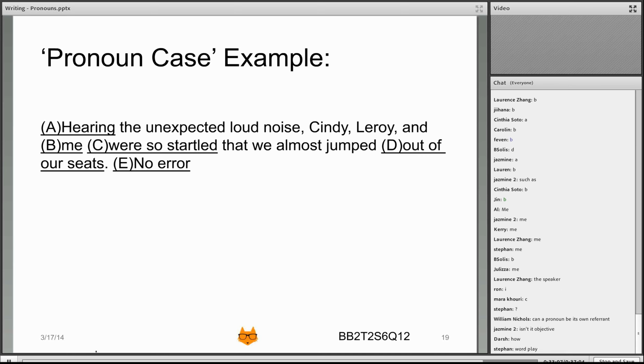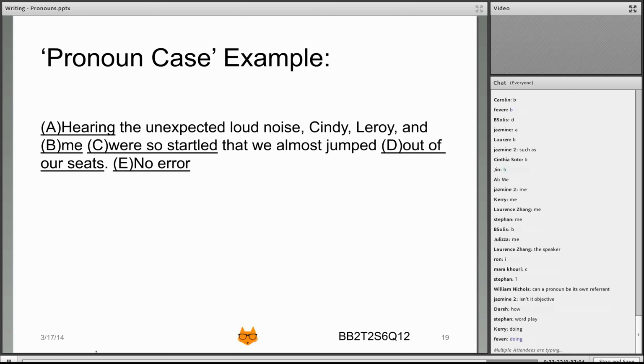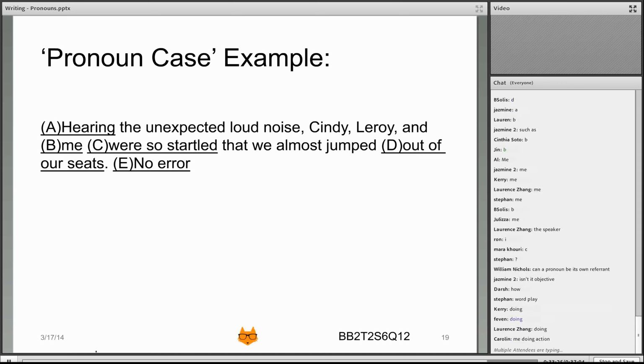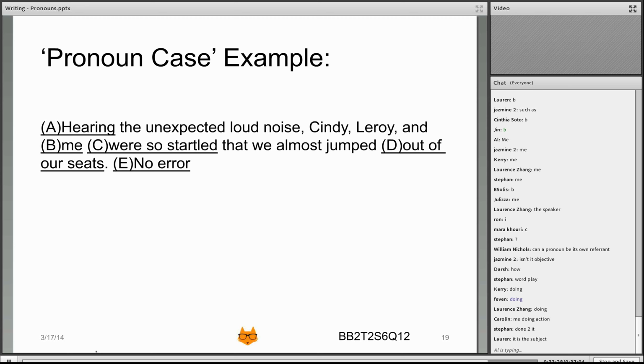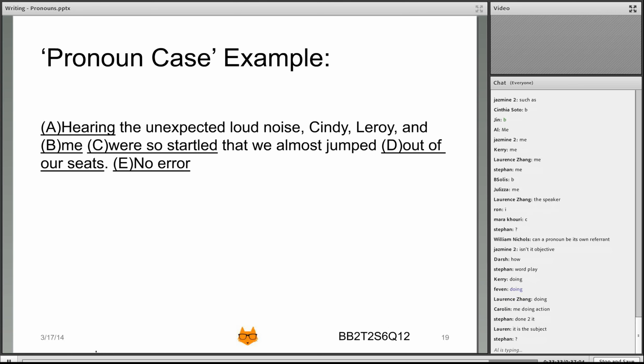And what case is this? Is the word me doing the action, or is the word me having the action done to it? It is doing the action. The subject here is me. Well, it's actually Cindy, Leroy, and me. And the verb is were. Cindy, Leroy, and me were startled.